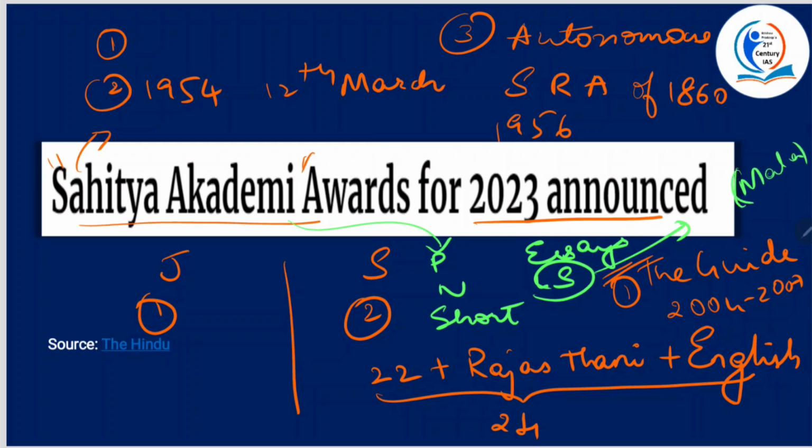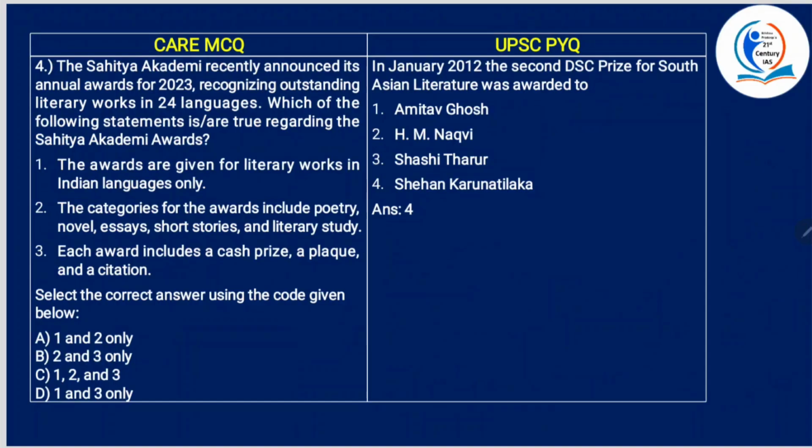Okay. So, we have 5 categories: poetry, novel, short stories. Essays are also given importance, okay, as a category. And fifth one is literary study. All right. And this year, E.V. Ramakrishnan was awarded in the category of literary study in the language of Malayalam. Okay. Now, we'll get into the MCQ.